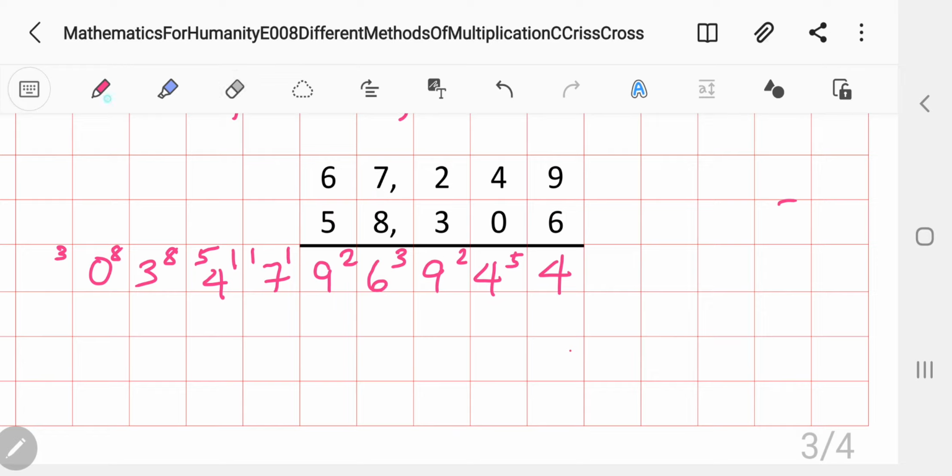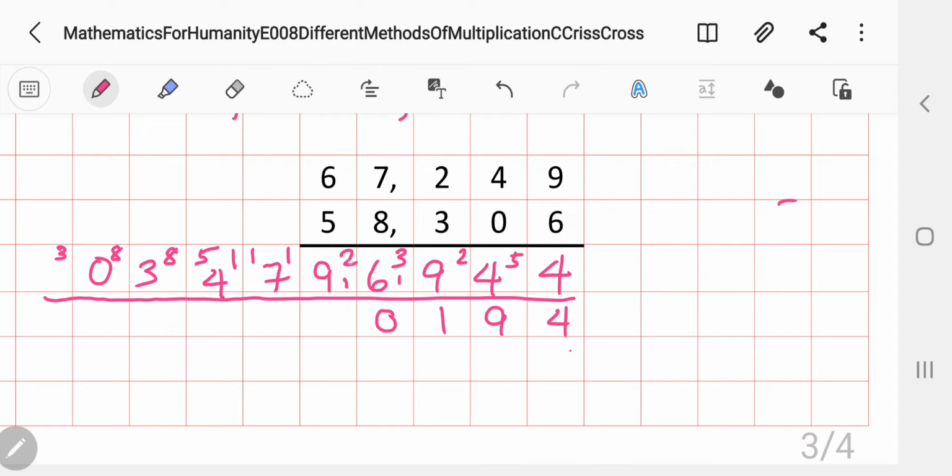So I'll take the product now. So this is now 4 plus 5 would be 9, and then 9 plus 2 would be 11. So I'll put 1 here and write the number 1 on the next box. So 3 plus 6 plus 1 would be 10. So I'll put a 0 here, and then I put the 1 here.